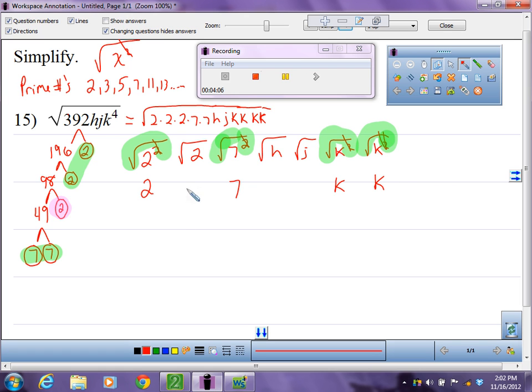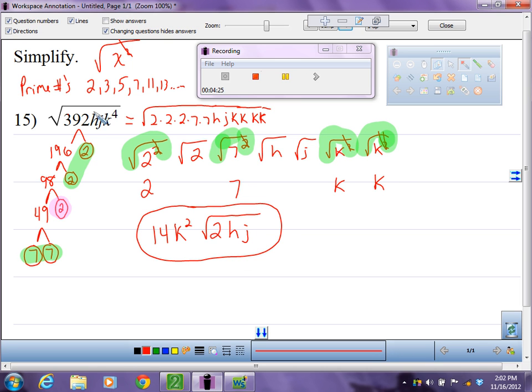So anything that comes out, multiply it, that's 14. K times K is actually K squared. On the inside, I have 2, H, and J. So there's no other numbers except the 2. And the H and the J go together. And we have simplified this square root.